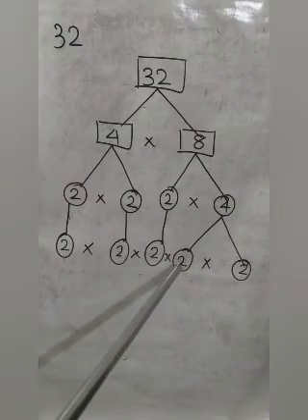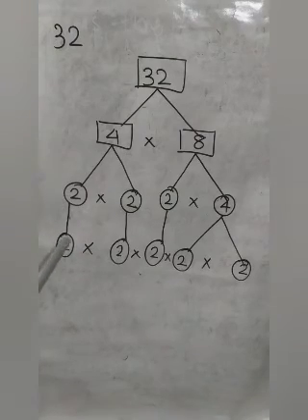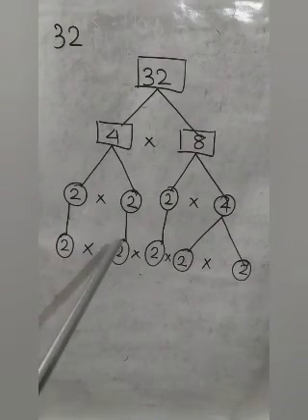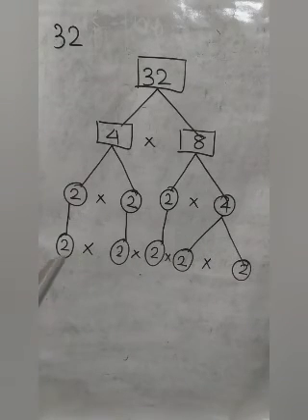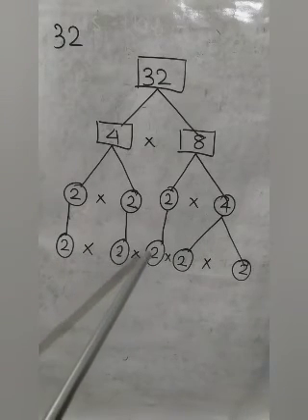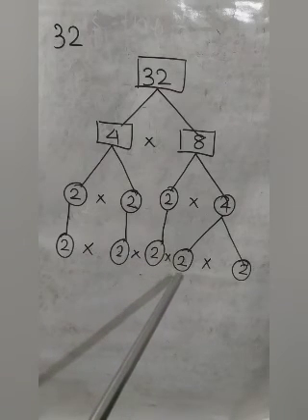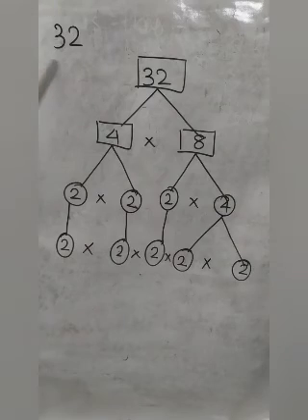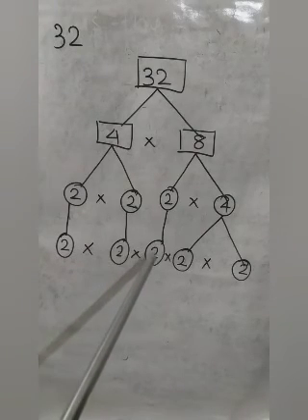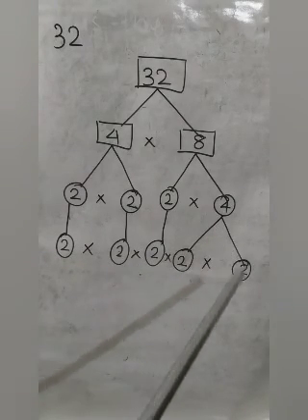So again we are factorizing 4 as 2 into 2. So what did we get as the prime factorization? We have to write down all these 2s again: 2 into 2 into 2 into 2 into 2. Now we have to check our answer is correct. What is 2 into 2? 4. 4 into 2, 8. 8 into 2 is 16. 16 into 2 is 32. So the prime factorization of 32 is 2 into 2 into 2 into 2 into 2.